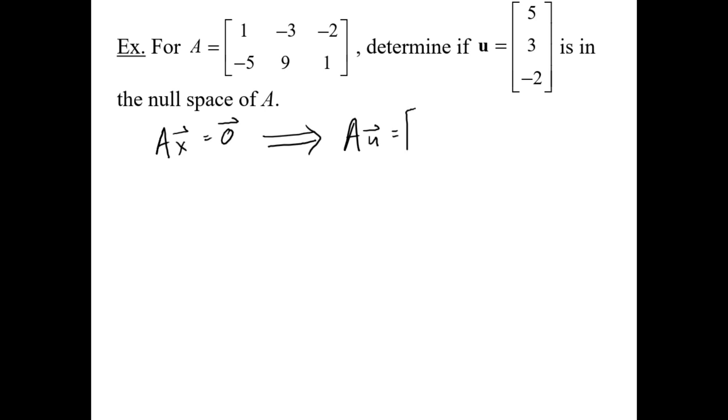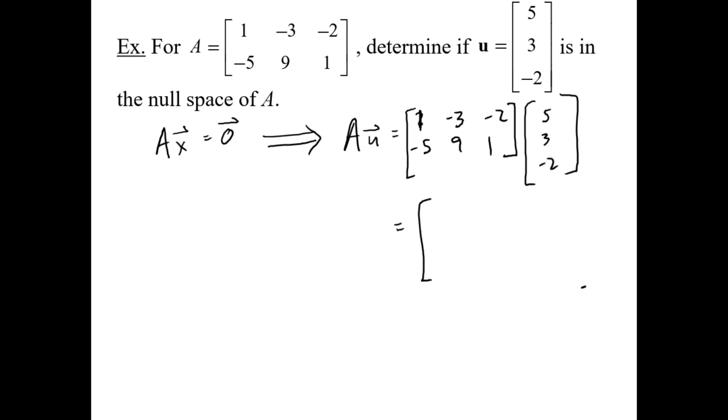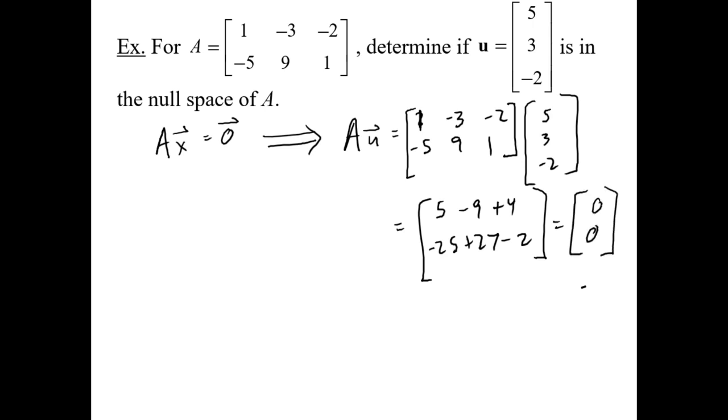So A times U, so A is 1, -3, -2, -5, 9, 1. Use the vector 5, 3, -2. If I multiply these, I'm going to get 5 minus 9 plus 4. And then, I only need 2 spots. -25 plus 27 minus 2. And the first one is 0, the second one is 0. So, yep. So U is in the null space. Okay. So that's our first special subspace.